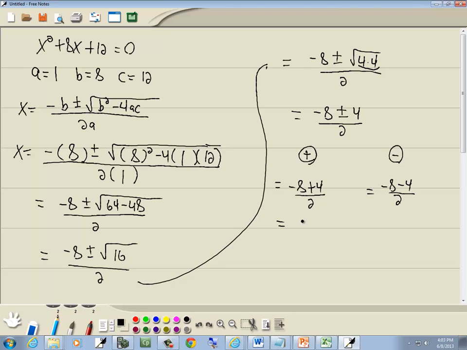Well, negative 8 plus 4 is negative 4, and negative 4 divided by 2 is negative 2. Over here, we got negative 8 minus 4, which gives us a negative 12 over 2, which gives us negative 6. And those are our answers.